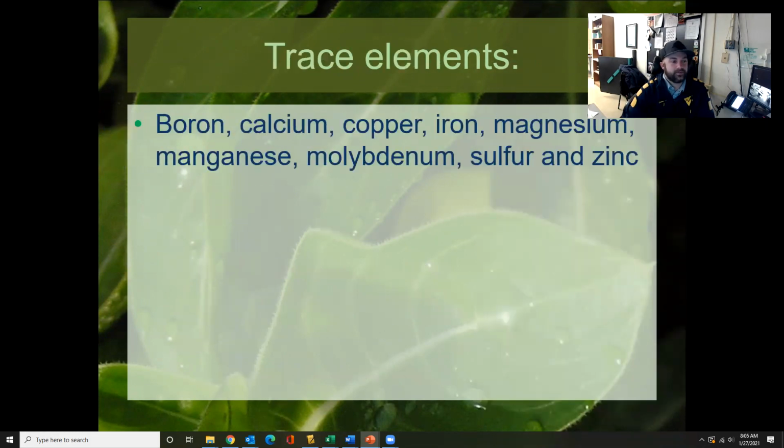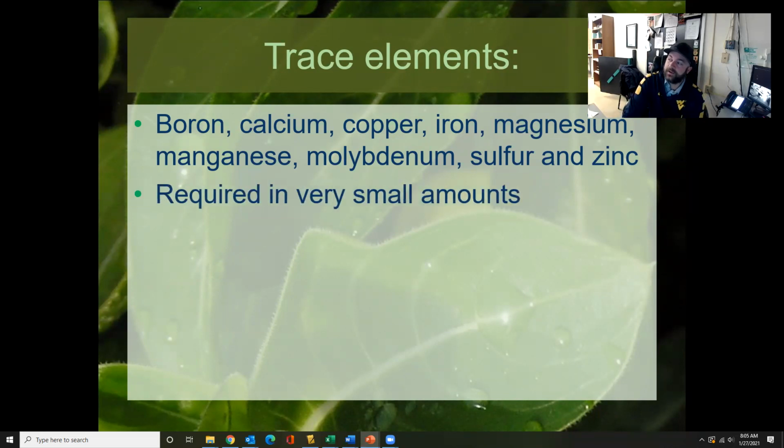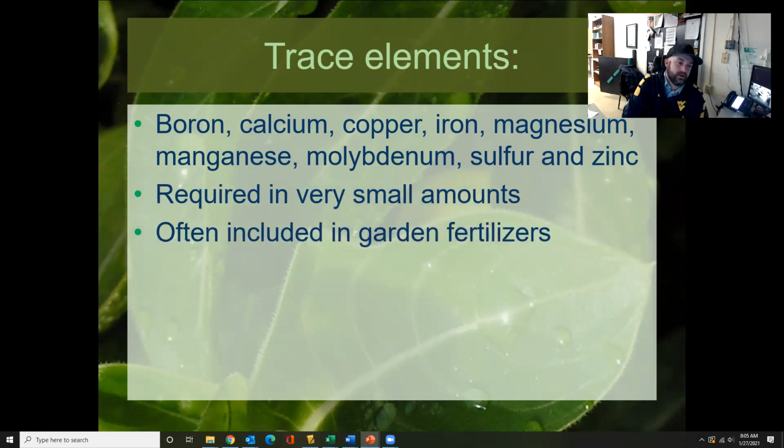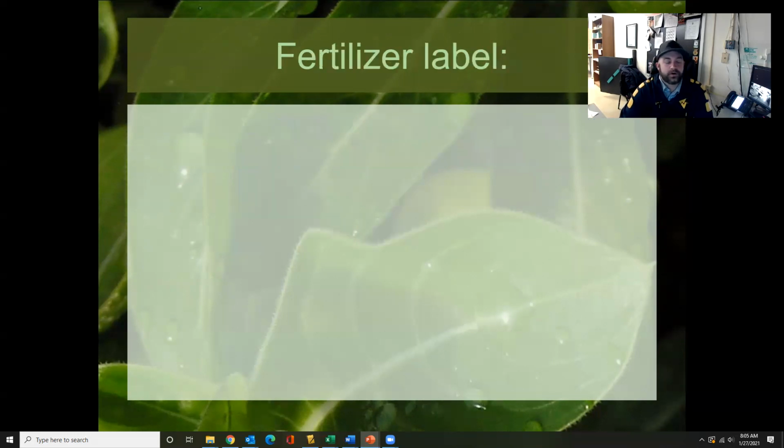So our trace elements are boron, calcium, copper, iron, magnesium, manganese, molybdenum, sulfur, and zinc, required in very small amounts and often included in garden fertilizers. So always make sure you're reading the label to make sure you have some really beneficial things in your fertilizers whenever you purchase them from the store.